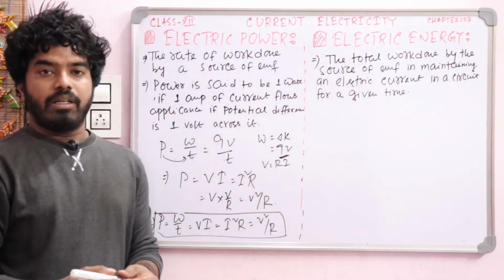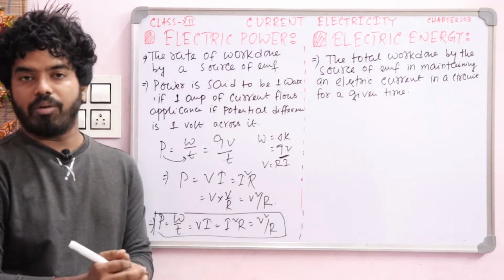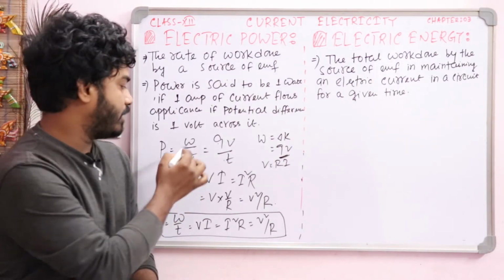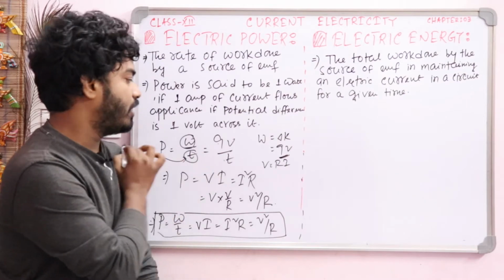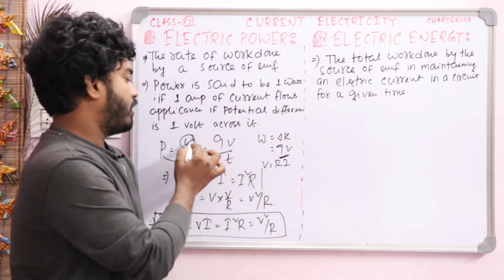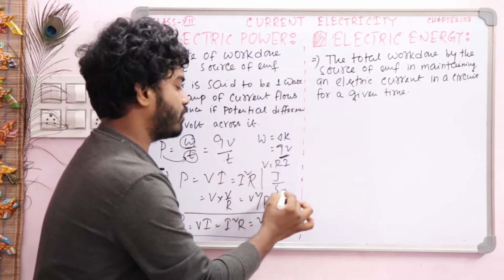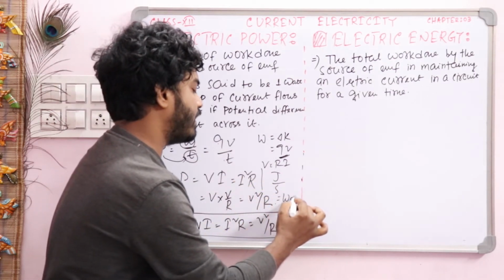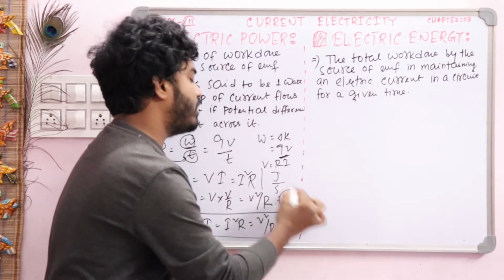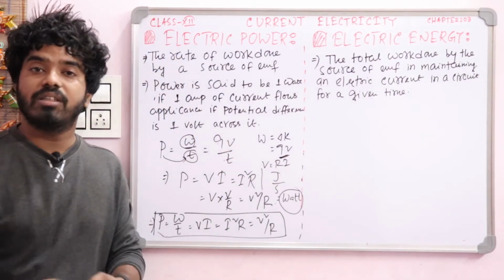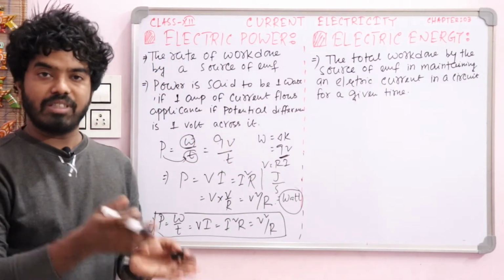Now what is the unit of power? You know the basic formula, W by T. So the unit of power will be W, that is joule, divided by T, that is second. So joule by second is named as watt. So the unit of power is the watt.